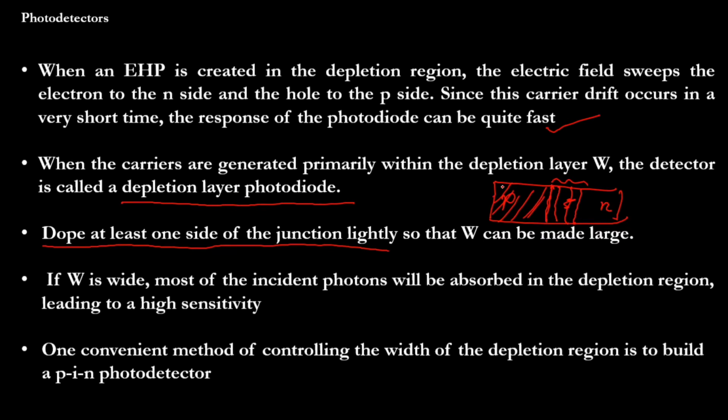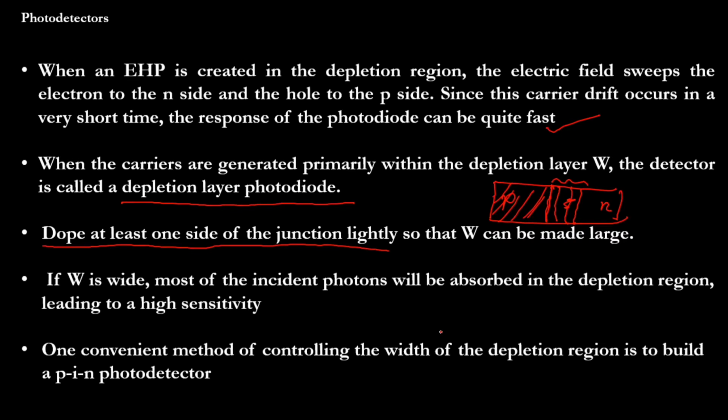So preferably we want all the photons to fall on the depletion region only. So we have to maintain a large depletion region. And how to do that? Dope one side very lightly, so that the depletion region will encroach more in that area. So the convenient method of controlling the width is in the manufacturing itself. While manufacturing the PN junction, we should take care of that.